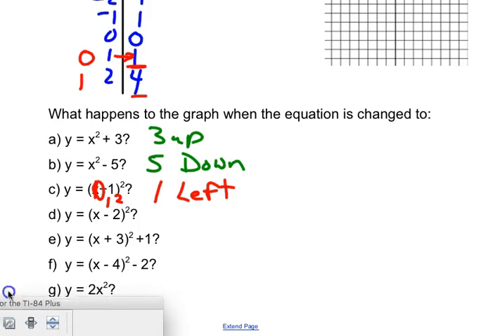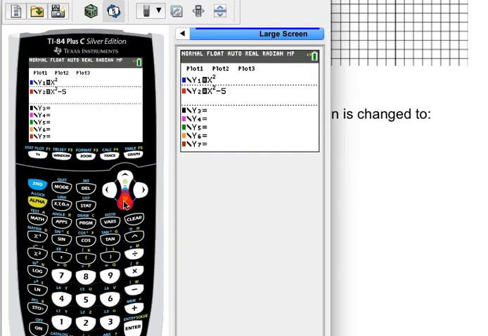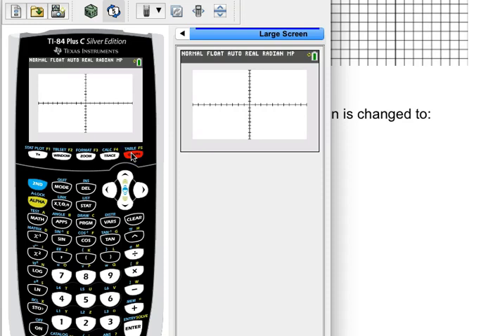Okay, let's plug it into the calculator to make sure. I've got to put it in parentheses. Let's go with second delete. That'll allow me to put a left parenthesis. I've got plus 1. Let's see, the square has got to be on the outside. I'll delete this stuff here. I'm saying that should look like it's 1 left. So if I graph it, I should get that blue initial one. There it is. And now the red one should be the same thing, only 1 to the left.